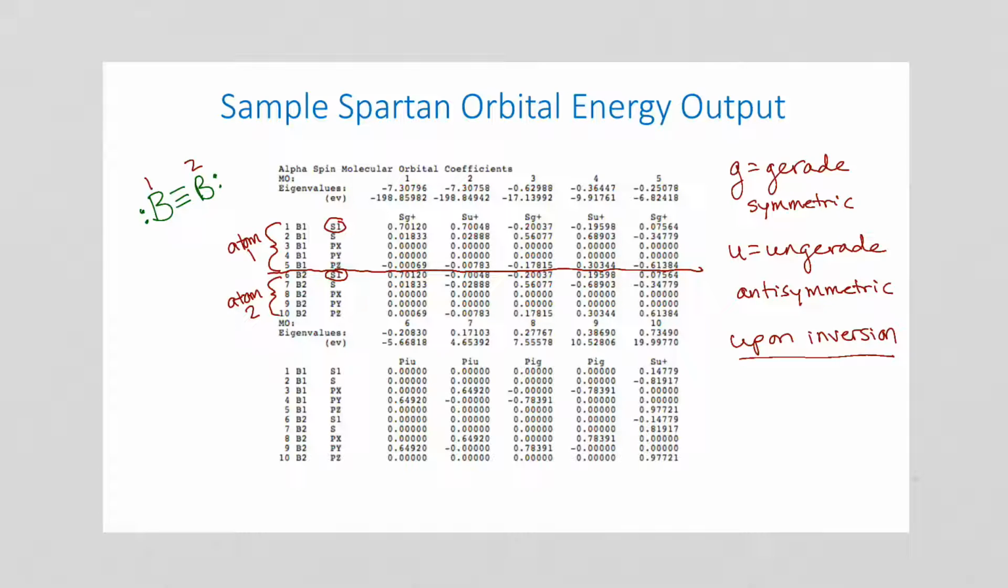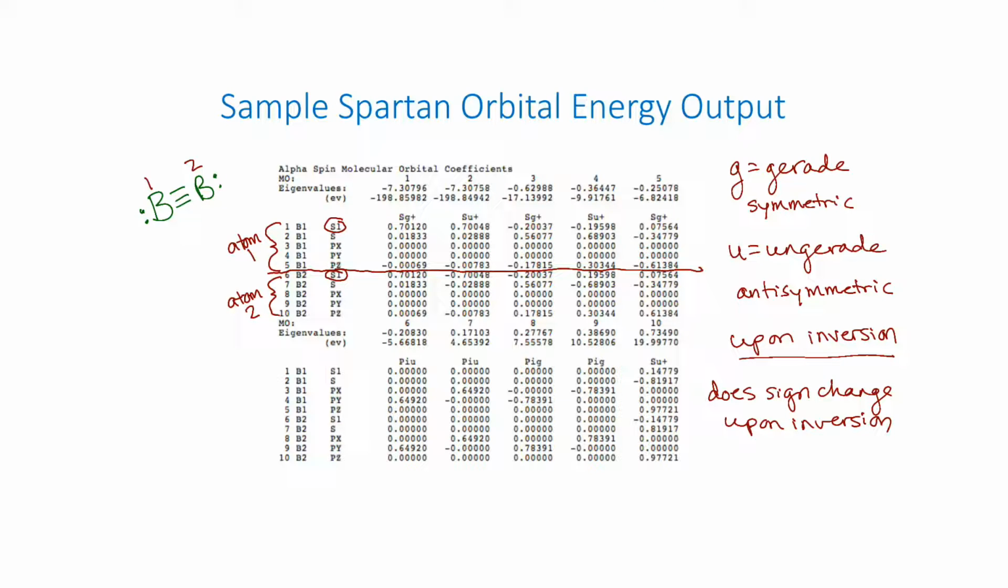So if you draw your atomic orbitals, and then you were to flip them inside out with one another, that would be your inversion. And you're asking yourself, does the sign change upon inversion? If your sign changes, that's your anti-symmetric option. If the signs stay the same, that's your symmetric designation. So that's what these G's and U's represent.